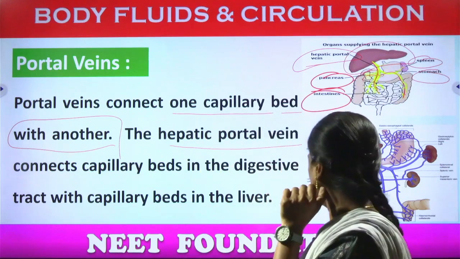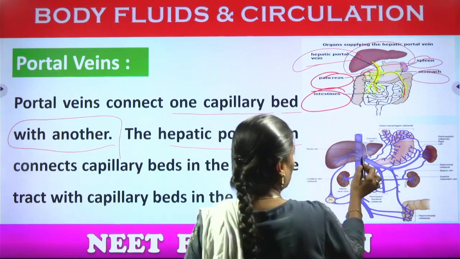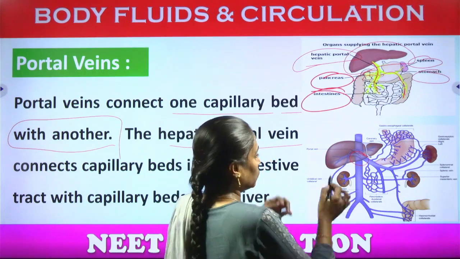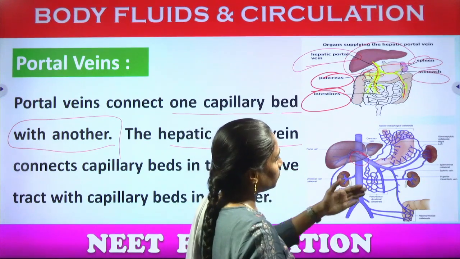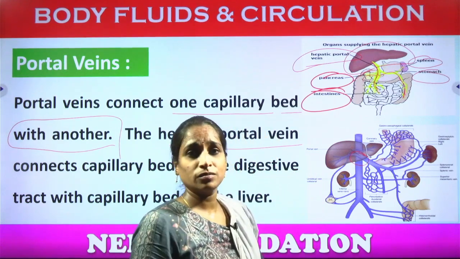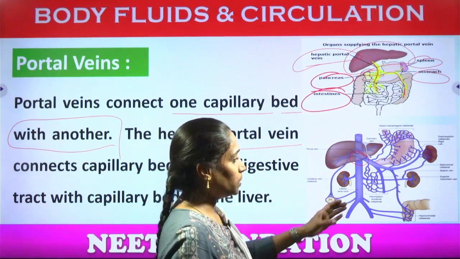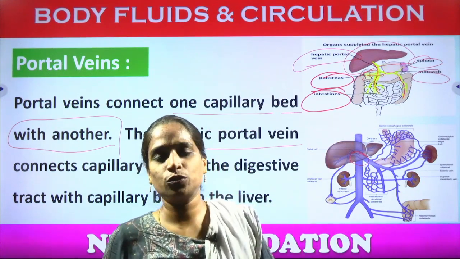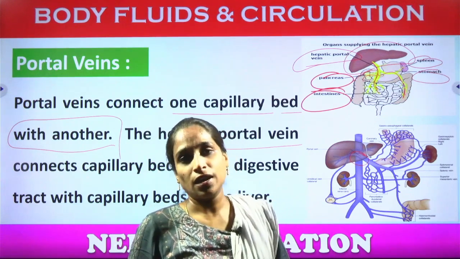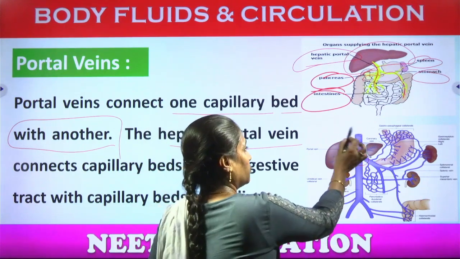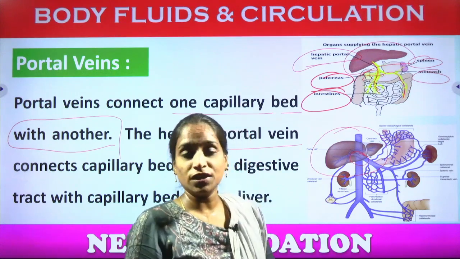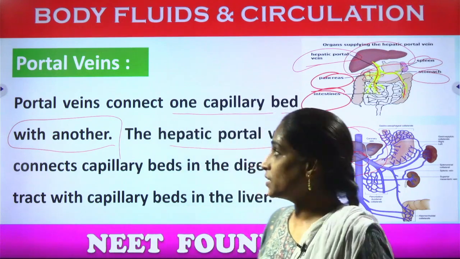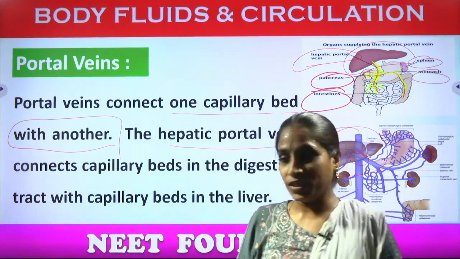Okay, and the next one is the portal vein. This is the portal vein, right? It is also related to the hepatic portal vein. It also receives blood from the gallbladder, spleen and pancreas. Its main function is sending the blood towards the liver before sending it to the heart. The liver plays a very major role in altering the substances before they reach the heart. Understood? That is the function of the portal veins, right?